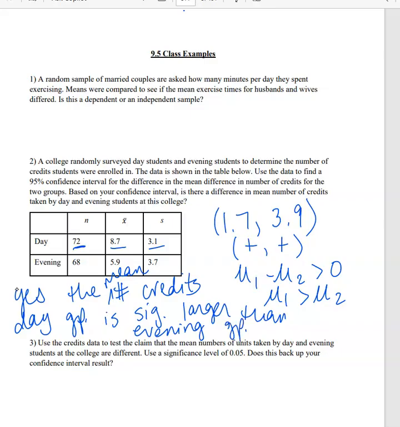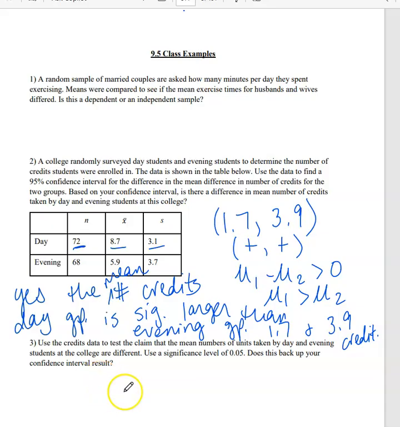And larger by how much? Somewhere between 1.7 and 3.9 credit hours. That does give us an estimate of how much we think the difference is. It's somewhere between an average of 1.7 and 3.9 credit hours the day group is taking more than the evening group, and that's what we're expecting here.